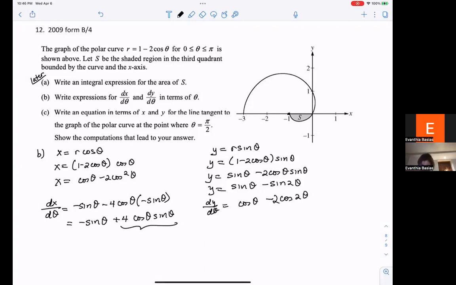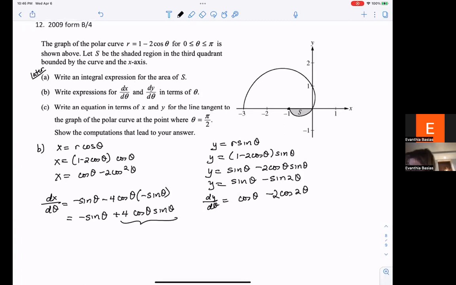I'll put that in the front. So the answers to the problem, they didn't ask for dy dx. They only asked for dx d theta and dy d theta, and that's all we write. That's all that we give them.